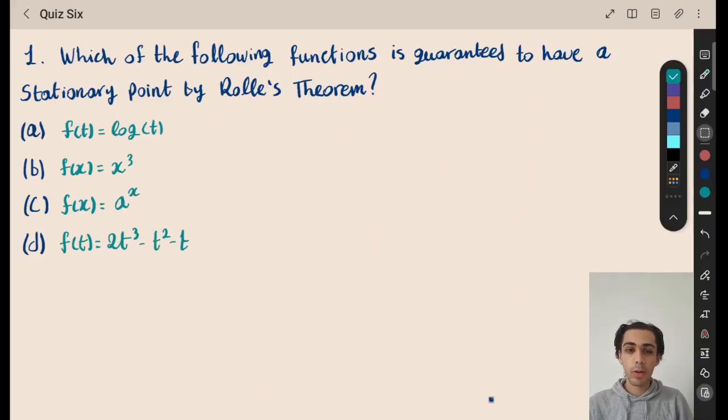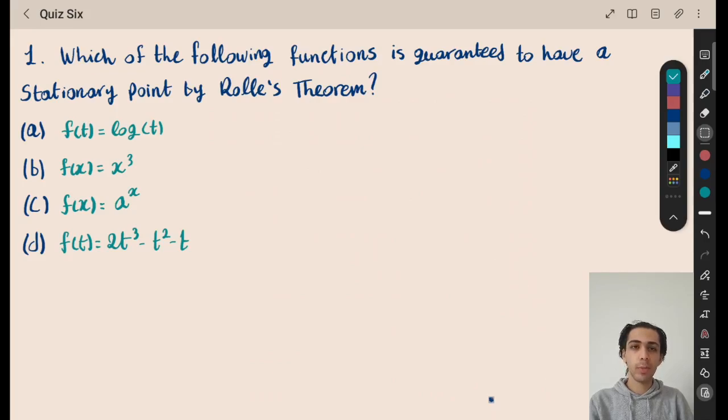Here we have a question about Rolle's theorem. We have four functions, and we would like to know for which one we can apply the conditions of the theorem to get its consequences. So usually with every theorem or every result, there is a set of conditions they need to satisfy in order to have the results of the theorem activated.